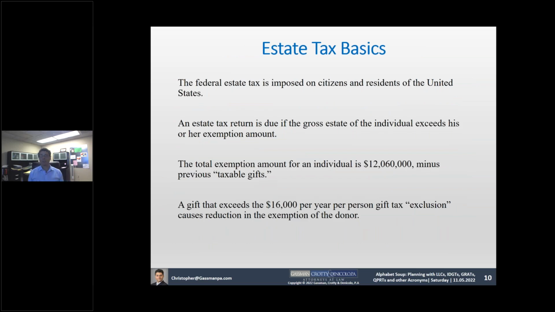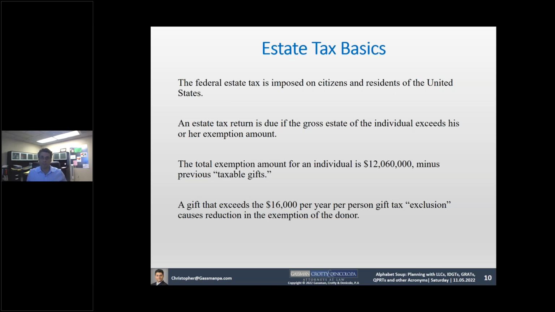So I'm going to skip us ahead to the estate tax basics so we can start to drill down on some of the available techniques that can be useful in avoiding estate tax. So simply put, a federal estate tax is imposed upon citizens and permanent residents of the United States if the person's assets exceed what's called an estate tax exemption. And that exemption number currently in 2022 is $12,060,000 minus any taxable gifts that were made during lifetime by that person.